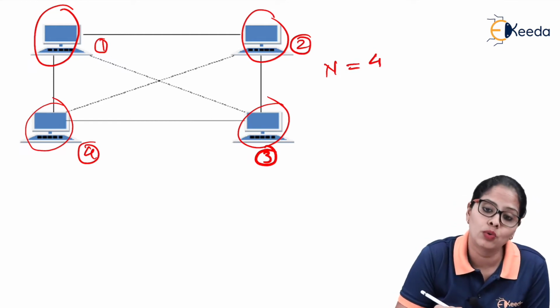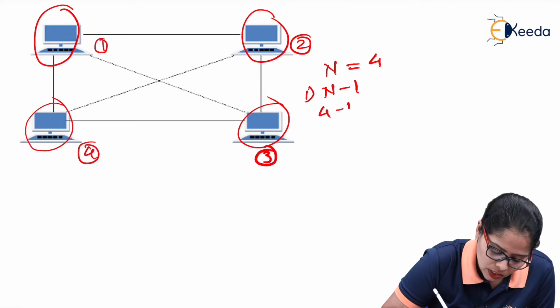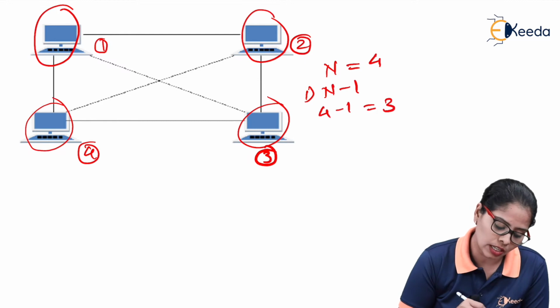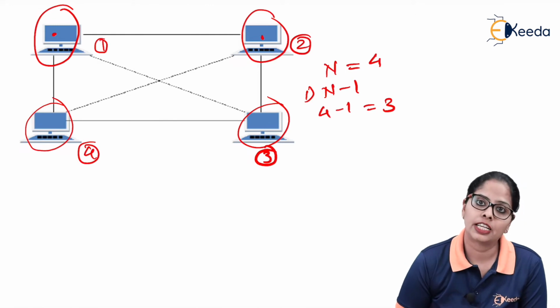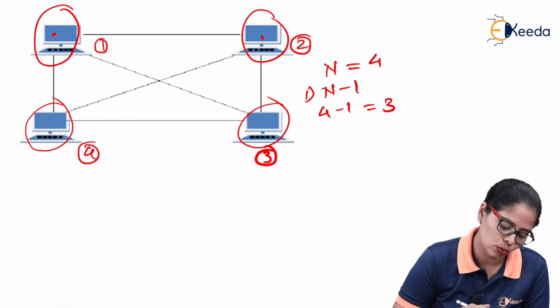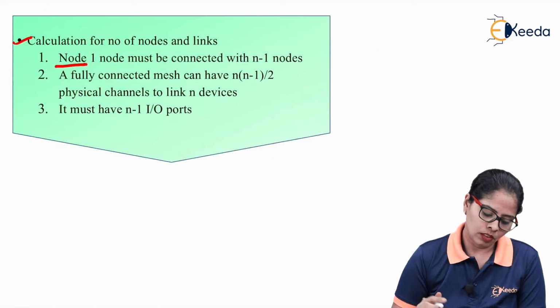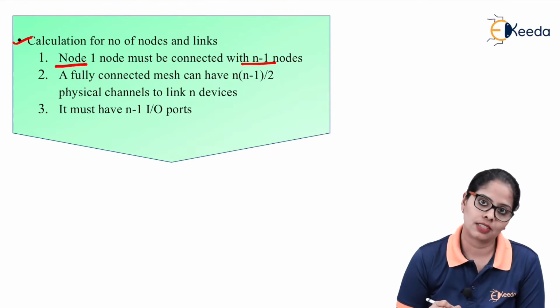Then what formula do I have to use? The formula is: it is connected to n minus 1 nodes. N minus 1 means what? 4 minus 1 is nothing but 3. So basically computer 4 is connected to the remaining 3 computers. So 1, 2, 3. Even if you do the calculation for computer 3 also, it is connected to n minus 1 nodes. So here n is 4, n minus 1 is 3. So 1, 2, 3. So it is connected to this and this. So that is the node calculation, how to calculate the number of nodes that are connected.